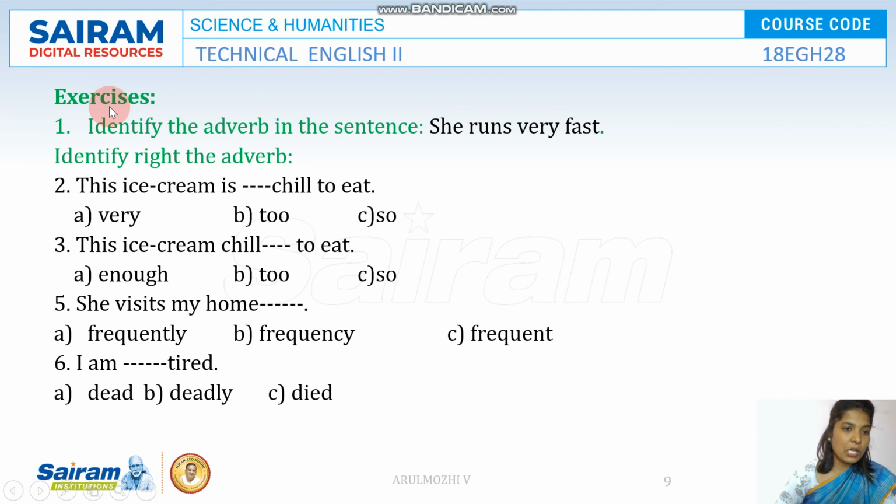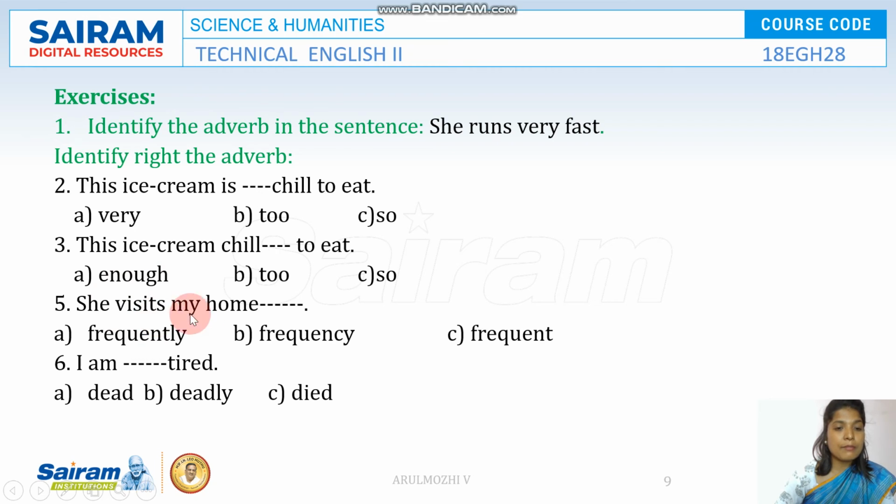So let's go and check out the exercises for adverbs. The ice cream is dash chill to eat. Okay, too chill to eat. When you say it in a negative meaning, you have to go for too. The coffee is too chill to drink. When something is not in an edible state, not in a positive way, you prefer too. The ice cream is chill enough to eat. When you talk about a positive thing, when something is in an edible state, you say the ice cream is chill enough to eat.